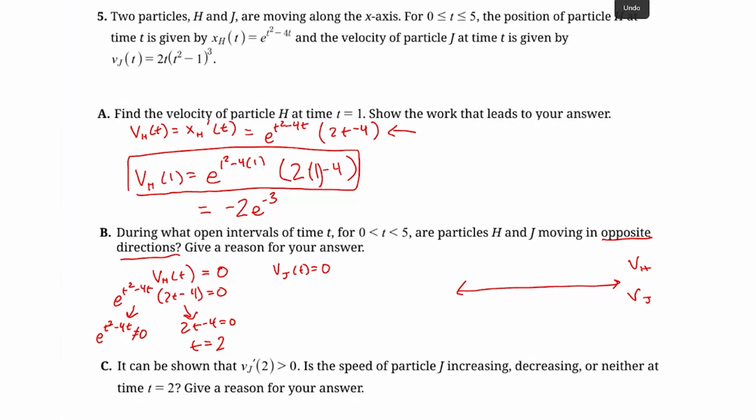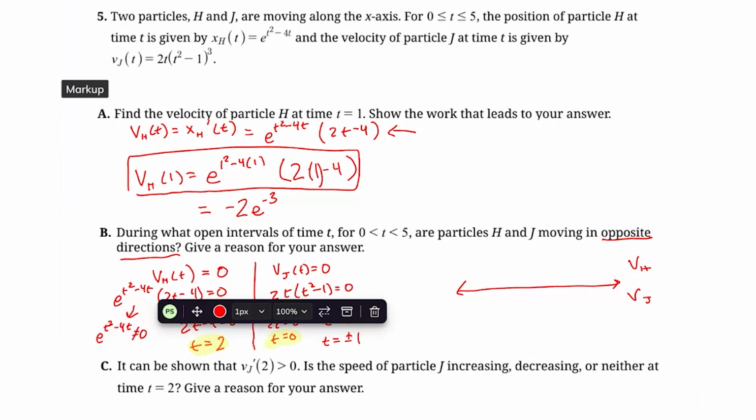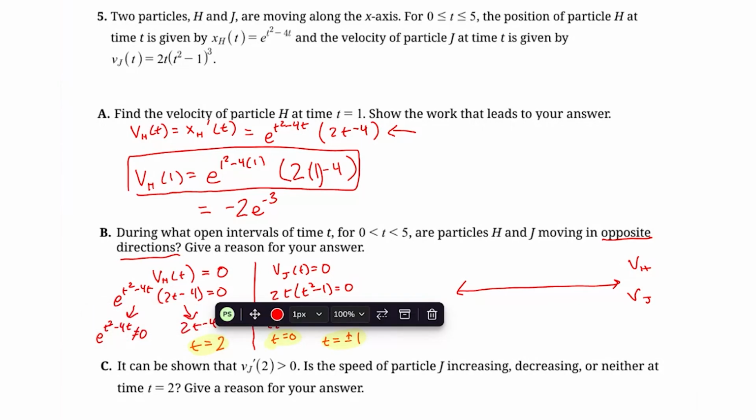Okay, so the velocity of j is equal to 0. Let's look at that equation. That's going to be 2t times t squared minus 1. We can use the zero product property here as well. 2t could equal 0 when t is 0, and t squared minus 1 is going to equal 0 whenever t is either plus or minus 1. So we've got all these values where we have a potential sign change on the velocities of h and/or j.